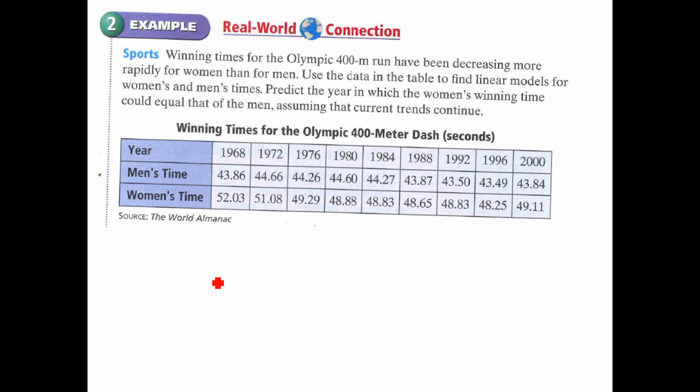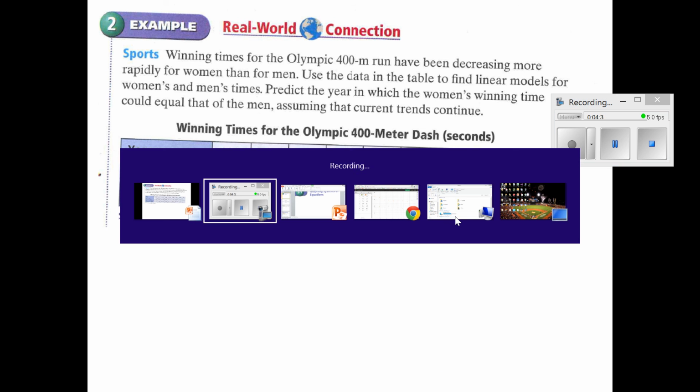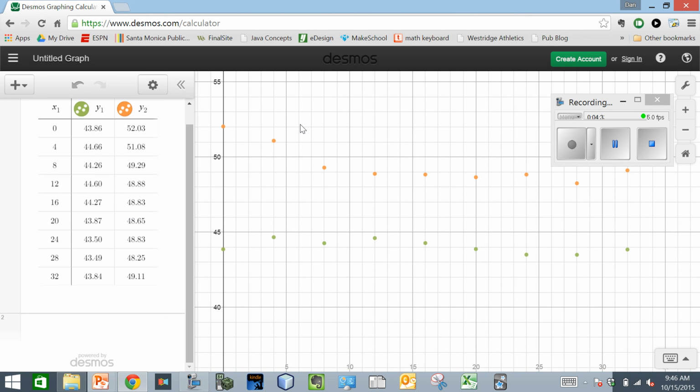Okay, so for this one, we're going to use Desmos. So we've got a table of data here. And so in here, we've got all of the winning times for the Olympic 400-meter dash over the last, from 2000 all the way back to 1968. All right, so we're going to make a model out of this. We're going to use Desmos and see what happens. So I've gone over to Desmos. And I've already punched those numbers in.